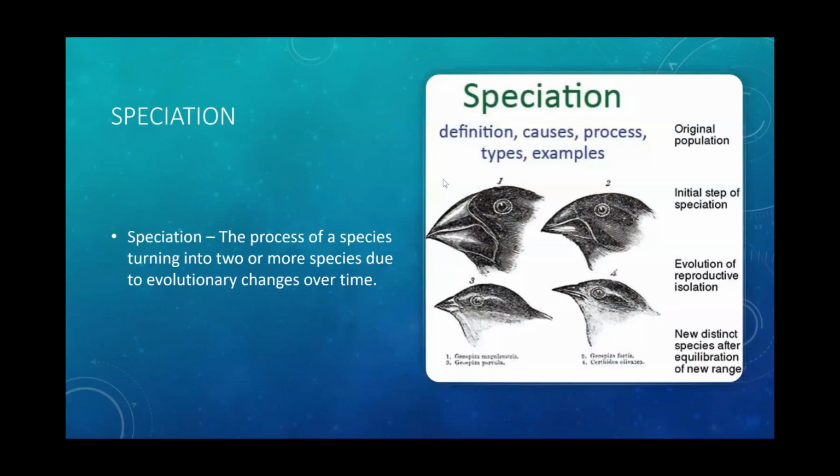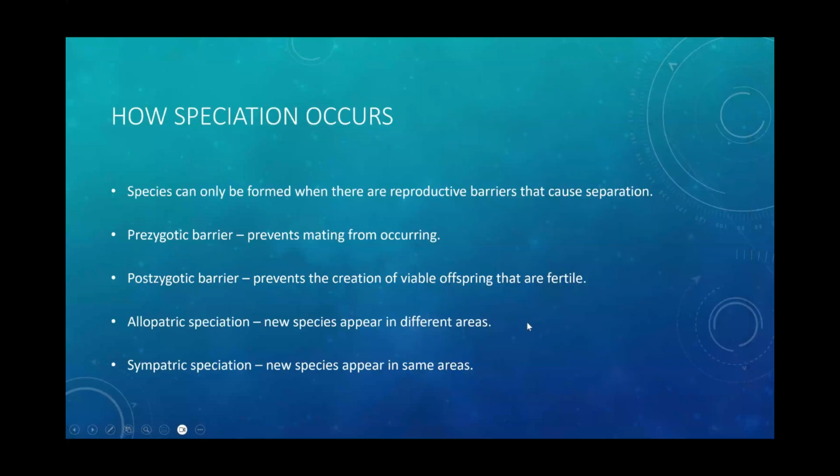Speciation. Speciation is the process of a species turning into two or more species due to evolutionary changes over time. As we can see, the Galapagos finches are a very famous example of this, with multiple species of finch. How does speciation occur? Speciation can only occur when there are reproductive barriers that are causing separation, whether it's a pre-zygotic barrier, which prevents mating from occurring, or a post-zygotic barrier, which prevents the creation of viable fertile offspring. There are two types of speciation, allopatric and sympatric speciation.